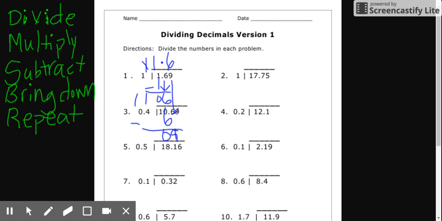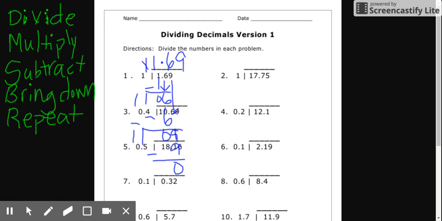And I bring it right next to my answer where I subtracted always. Anytime you bring down a number, you always bring it down right beside your answer that you got after you subtracted. And so how many groups of 1 can I make out of 9? 9, because I know 1 times 9 is 9. So I'm going to do the next steps, multiply, subtract, bring down. 9 times 1 is 9. 9 minus 9 is 0, and I don't have anything to bring down.